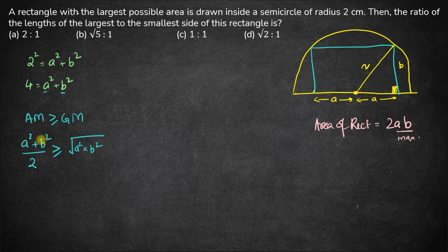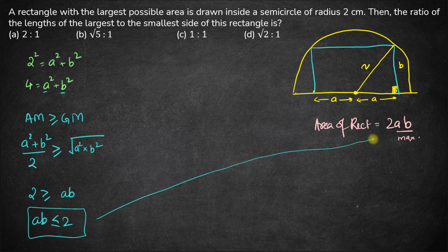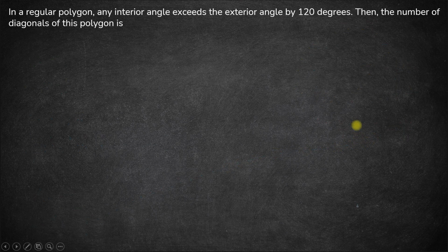Now A squared plus B squared is 4. We have already calculated that. So 4 by 2 is 2. This should always be greater than or equal to the square root of A squared into B squared, which is A into B. So we have A into B should always be less than or equal to 2. So what is the maximum possible value of A into B? The maximum possible value of A into B is 2.